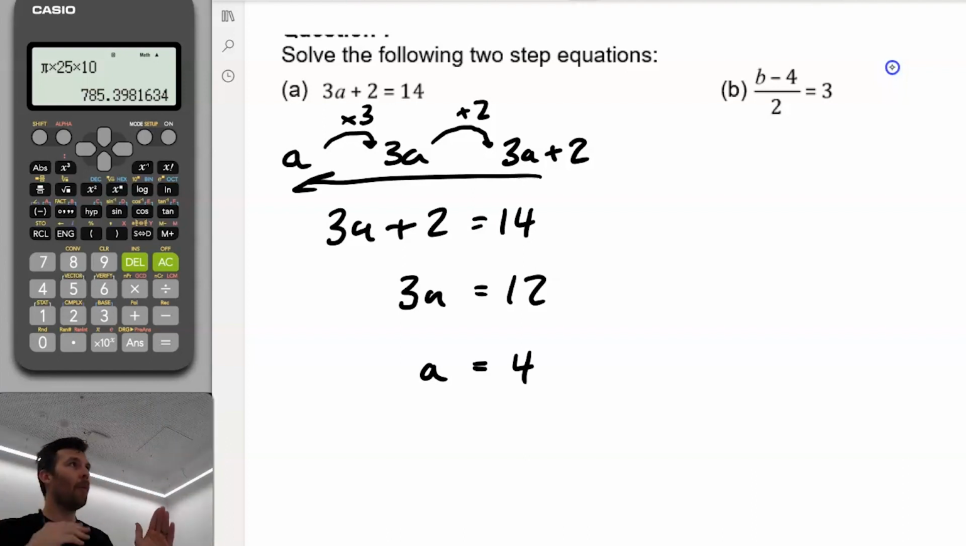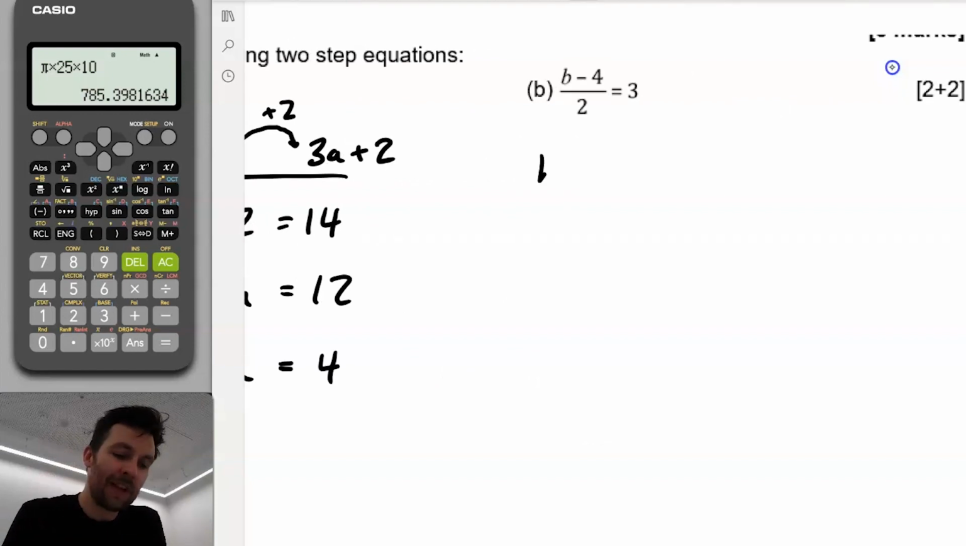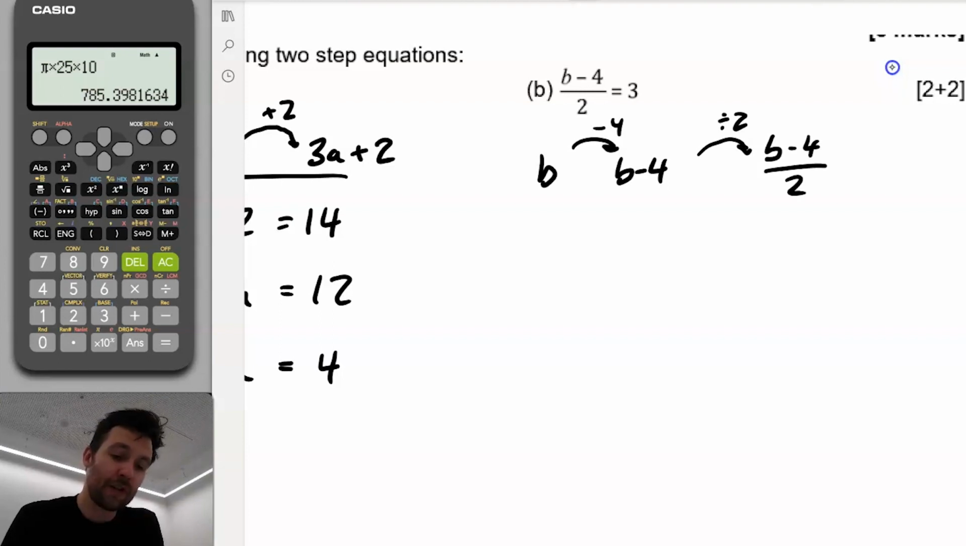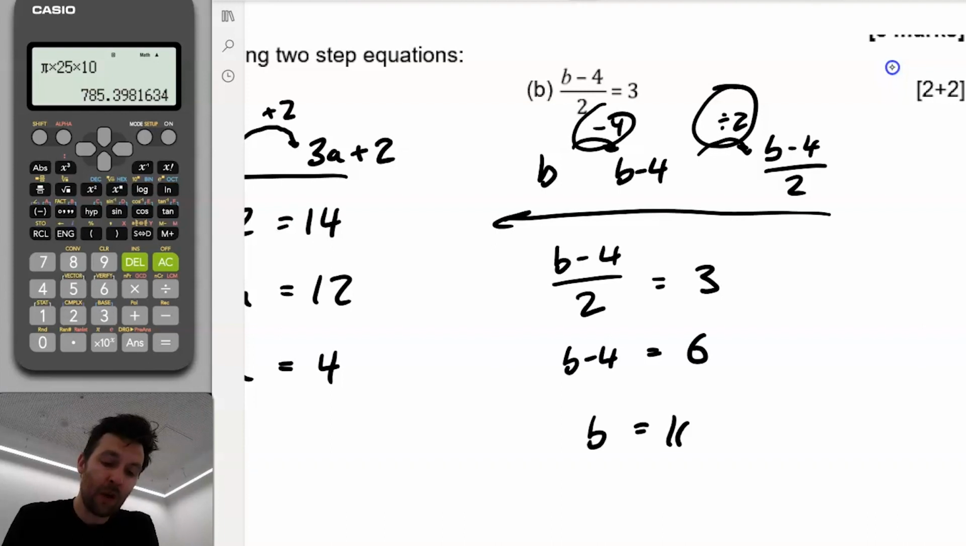You think, what operations have been performed on this variable, and how can I reverse that? Let's think of this. We won't do all of these again, but this one, we start off with b, then 4 is taken away, and then the result is divided by 2, to give me b take 4 over 2 like that. So the way that we would reverse that is to go back this way and then perform the reverse operations. So let's start by reversing the divide by 2, which is to multiply by 2. And then let's reverse the taking 4 by adding 4, which gives us 10.